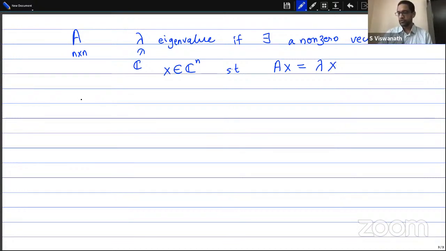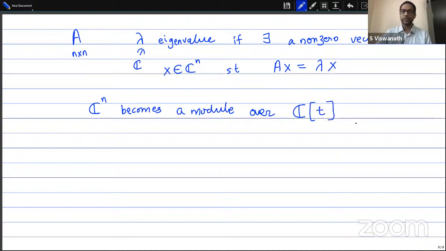But if you look at the way we thought about vector spaces and linear operators in this course, we took the point of view that if you have a linear operator or a matrix A, what it does is make the vector space Cn into a module over the ring C[t]. T is just some indeterminate, so C[t] is the polynomial ring. And we said you can make this into a module via the following definition.